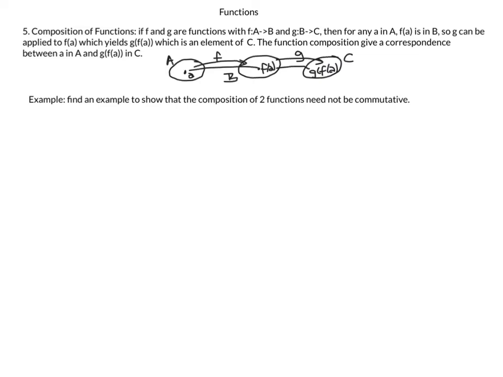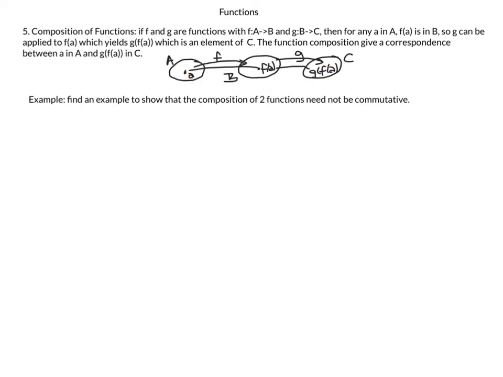So if we have functions f and g, where f goes from set A to B. So here I have the set A to B, f maps from A to B. And g goes from B to C. So here I have a set C, and g goes from set B to set C. Then for any element a in set A, f of a is in B. So g can be applied to f of a, which yields g of f of a, which is an element of C. The function composition gives a correspondence between the element a in set A and the element g of f of a in set C. In other words, it's essentially a mapping from A to C.